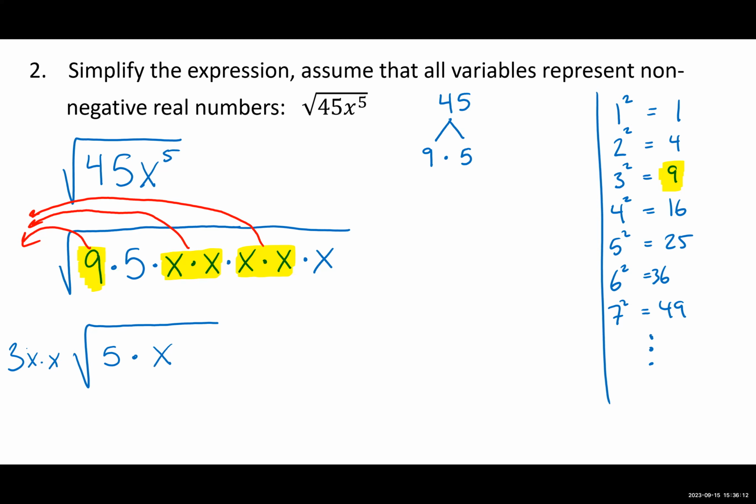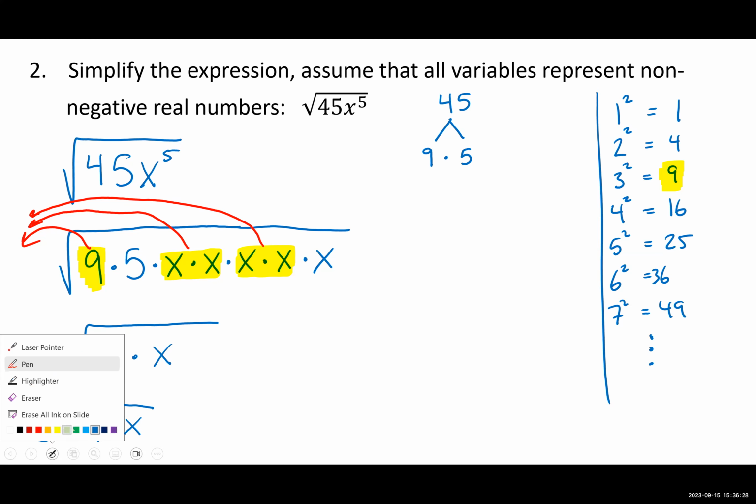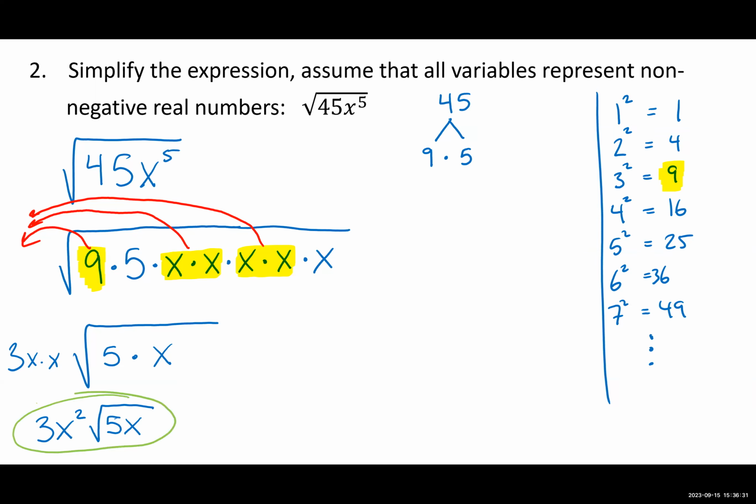Okay, and we could compact this a little bit. 3 times x on the outside, that's going to be 3x squared. And then inside the square root, we're still left with a 5 times x. So that would be the final answer, 3x squared root 5x. We're basically pulling everything we can out of the square root. Square root of 9 is 3. Square root of x squared is x. We got 2 of those. So that gives us x squared on the outside.